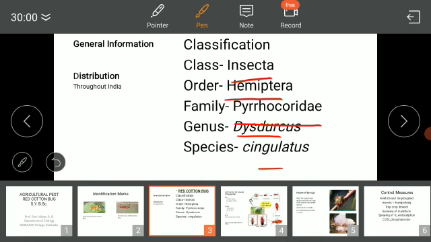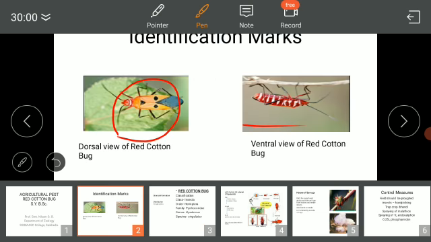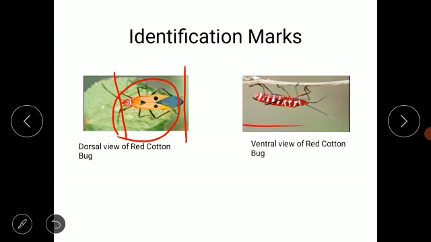Now next we study the identification mark. See here, the adult measures about 12 to 15 mm in length. The females are larger, they are 15 mm in length, and the males are smaller, that is 12 mm in length. The color of the bug, see, except the eyes, the remaining body is blood red in color.